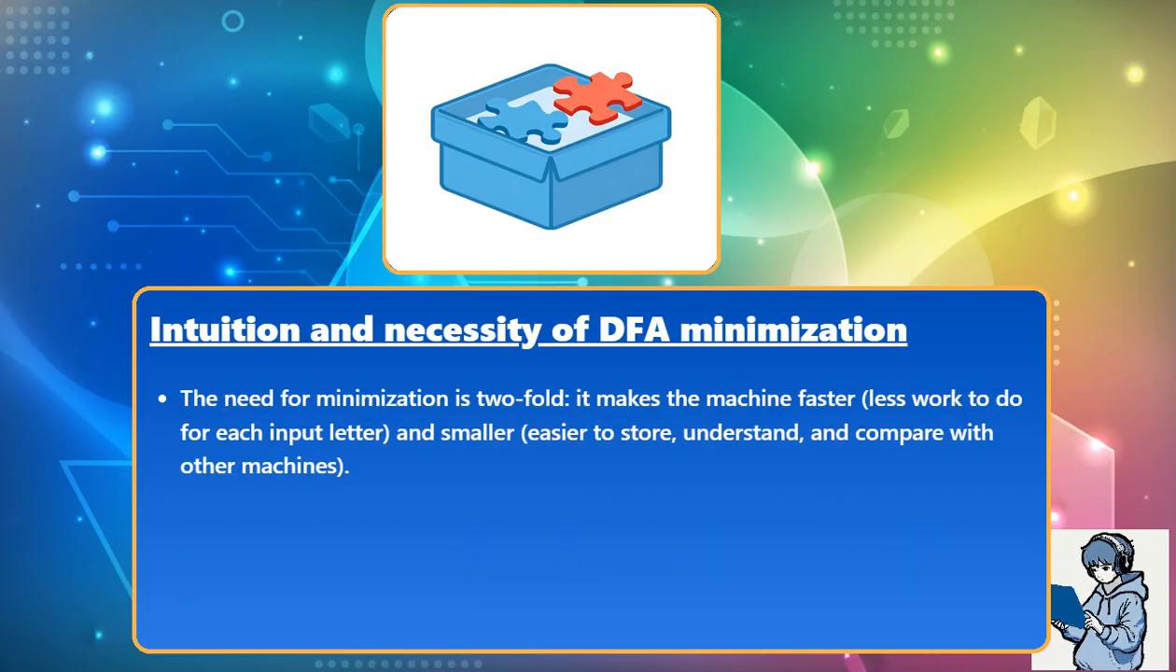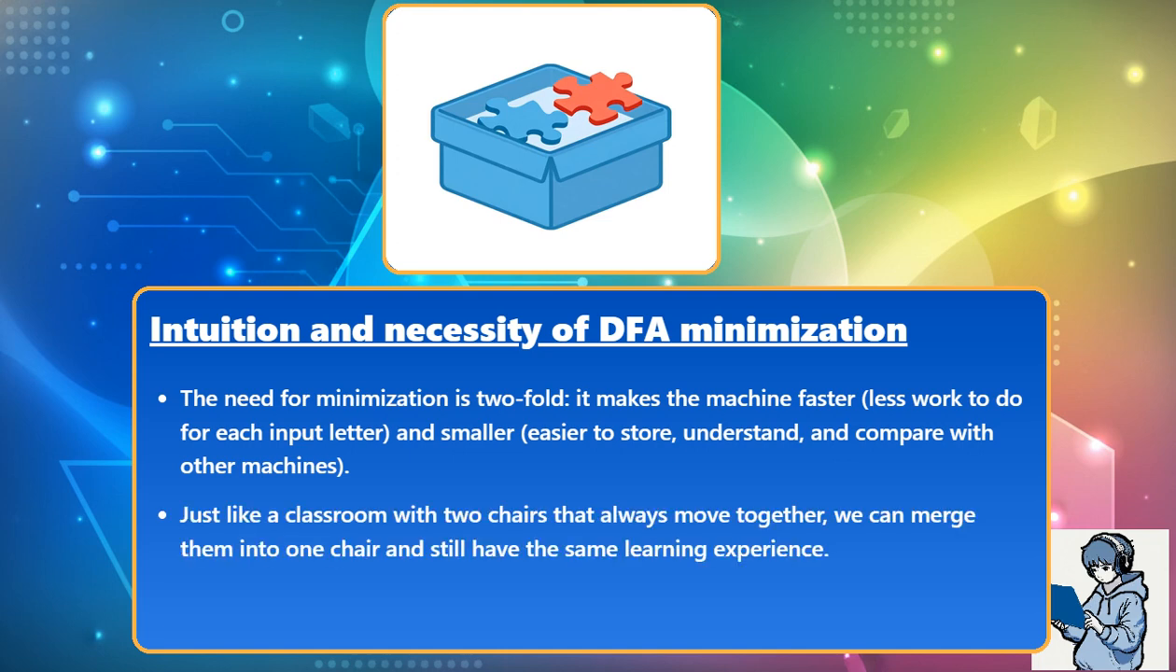The need for minimization is twofold. It makes the machine faster, less work to do for each input letter, and smaller, easier to store, understand, and compare with other machines. Just like a classroom with two chairs that always move together, we can merge them into one chair and still have the same learning experience.